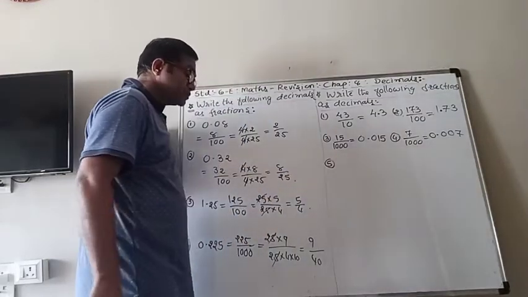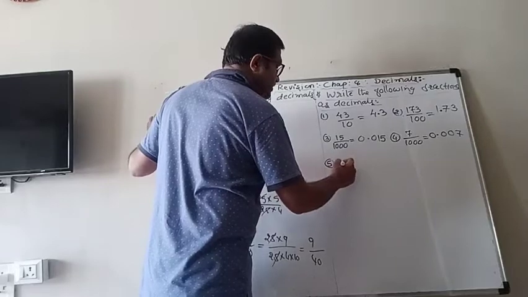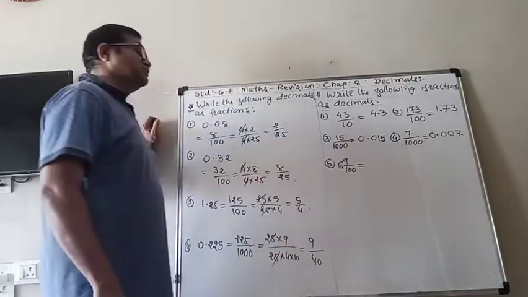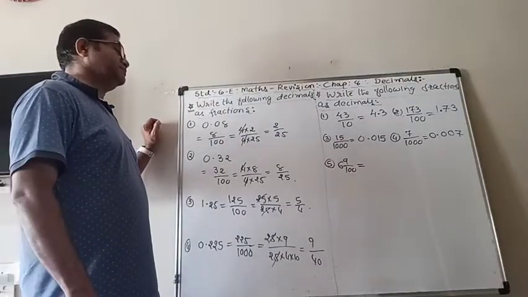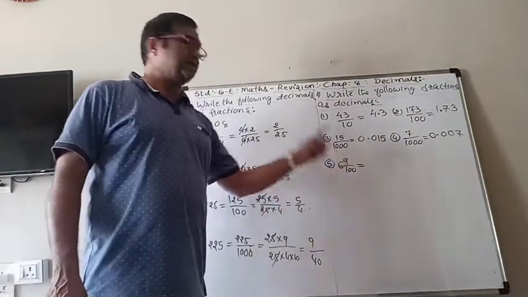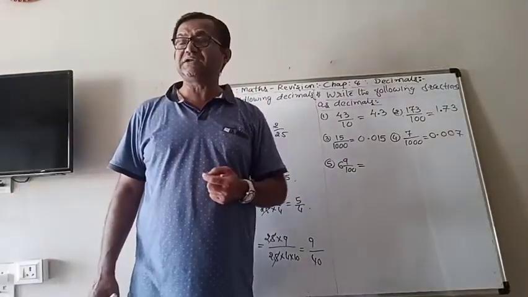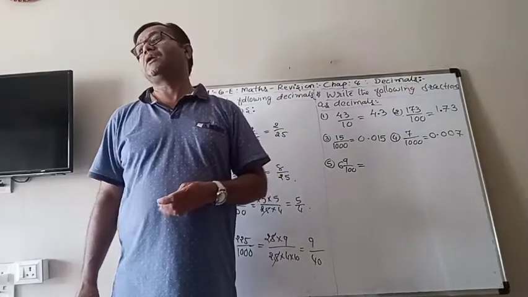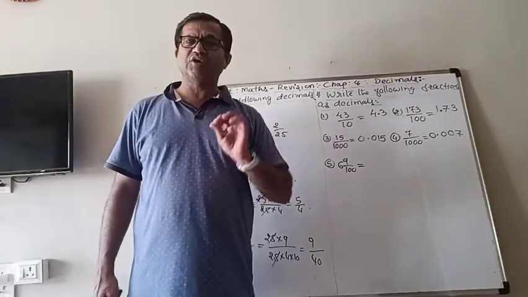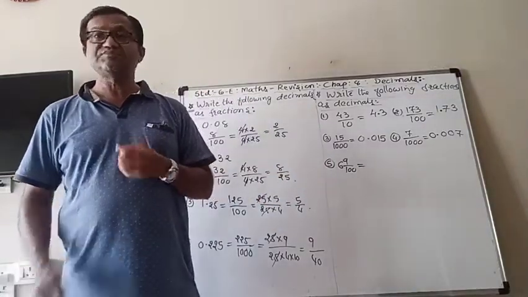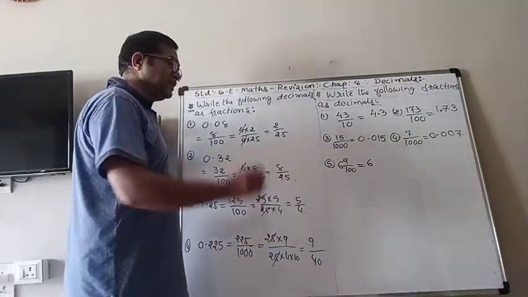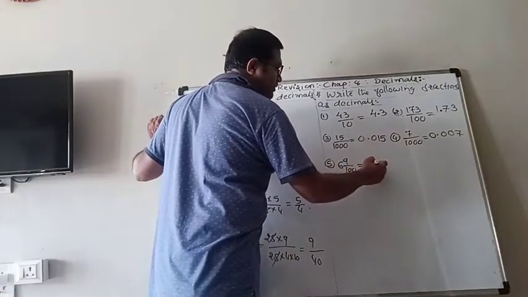Fifth one, 6 integer 9/100. So now here, first thing we can do is that the mixed number can be converted into the improper fraction. But it is already 100, it is not necessary. It means that here you have to put 6 and then already you have to put a point.